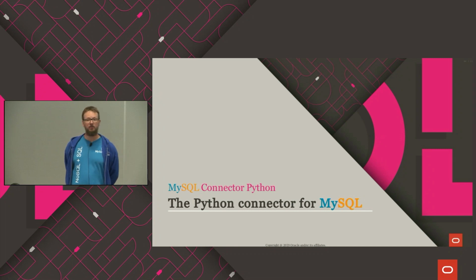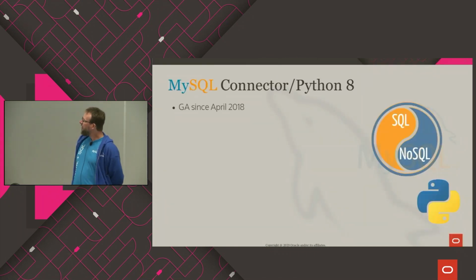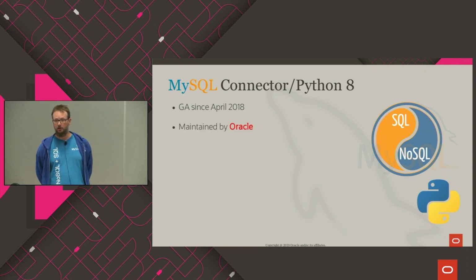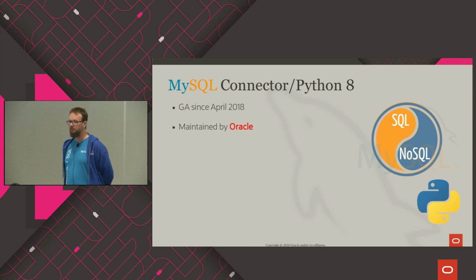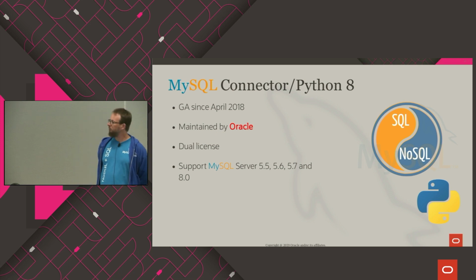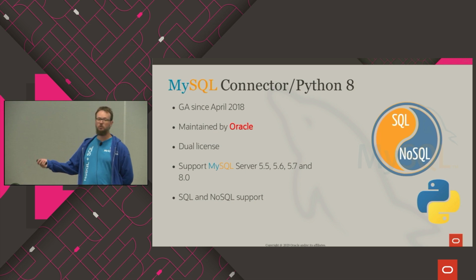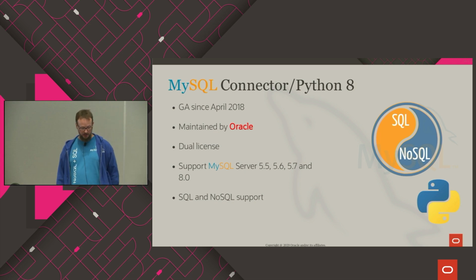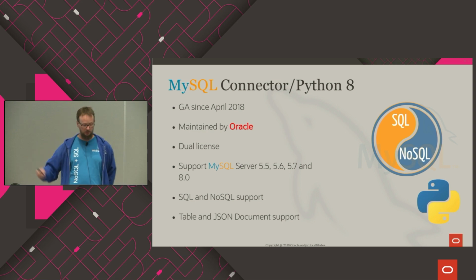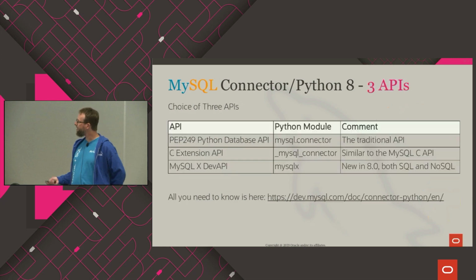So now, let's go a bit more to the Python users, right? So the MySQL connector for Python. It's GA since April 2018. It's maintained by Oracle. So it's our engineers who create and maintain the connector for the X protocol. It has a dual license. It supports MySQL Server 5.5 to 8.0, right? And of course, it has support for SQL and NoSQL, and tables and JSON documents. So all that is supported by the Python connector that we provide.